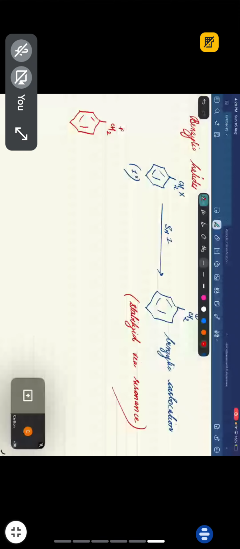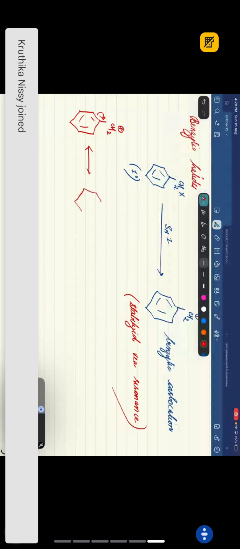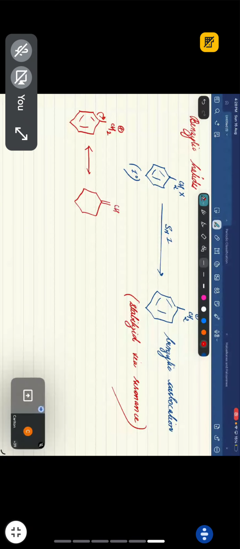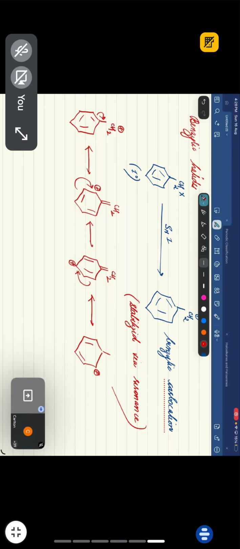Is carbocation electron rich or deficient? Deficient. It has a positive charge, which means it will pull electrons from the benzene. Please draw the resonating structures quickly. Double bond, CH2 plus charge here. Double bond here again, you will end up getting a positive charge here. The bond will take the position. By now, at least resonating structures you should know, guys. This will come back here and you end up getting resonating structures.